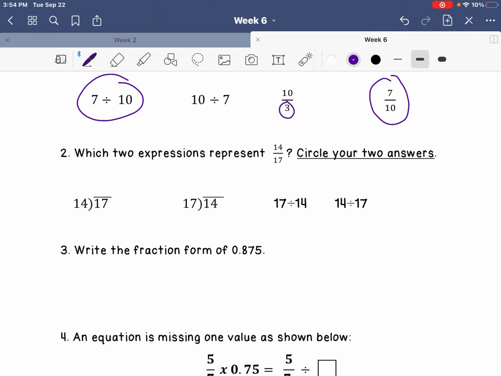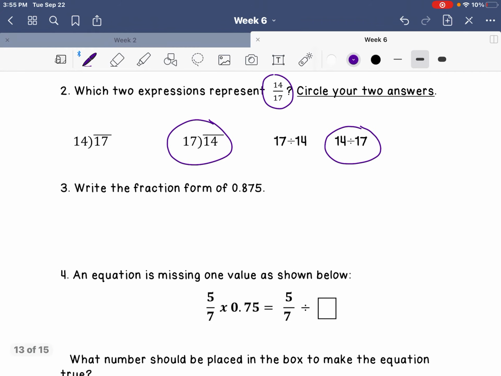So the 2 correct ways to represent 14 over 17 would be 14 divided by 17 in the long division symbol, or 14 divided by 17 with the division sign in between them. Okay, the other 2 are not right because they are reversed. They say 17 divided by 14.